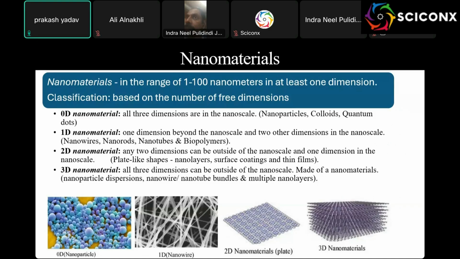Graphite is made of layers of graphene. Graphene is a 2D structure. When we superimpose one layer on the other layer, top on the graphene layer, then we get the graphite structure. So this is also an example of 3D nanomaterials.